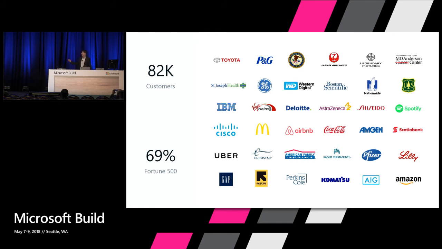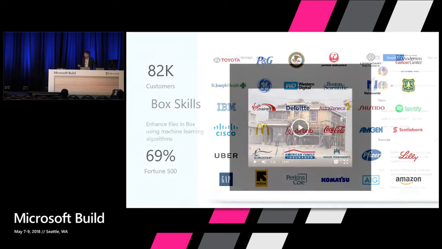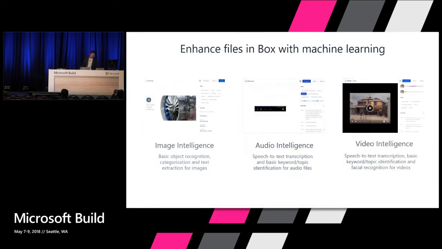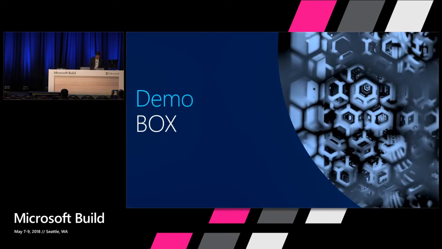But then we saw some of the capabilities from Video Indexer and from our friends at Microsoft. And so what we did is we built a new feature around it. We built something we call Box Skills. So you can think of Box Skills as the ability to enhance your content using techniques like the ones that we just saw from Microsoft. And so we have taken these ML APIs and we automatically apply them to files in Box, and we call these skills, like image intelligence, audio, and video intelligence. And I will show you a demo of these so you can see how it works.